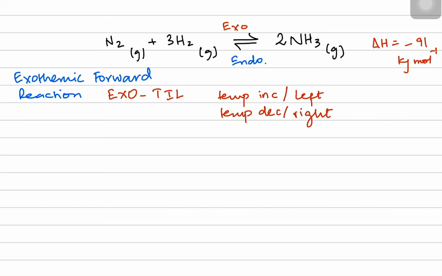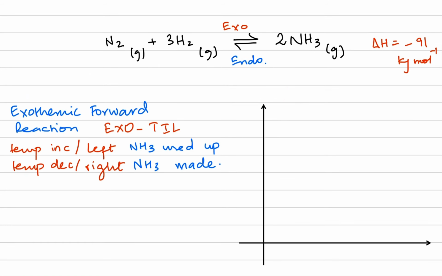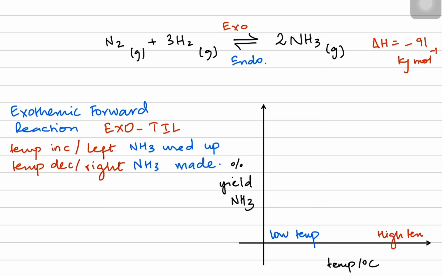Now let's study it using graphical analysis, which is very common in the O-level examination. Remember, left means ammonia will be used up in the reverse reaction, and right means ammonia will be made. Let's put temperature on the x-axis and the amount and percentage of ammonia on the y-axis. Left of the x-axis means low temperatures, and right on the x-axis means very high temperatures. Low temperature means temperature decrease, and high temperature means temperature increase, while the y-axis means the amount of ammonia.